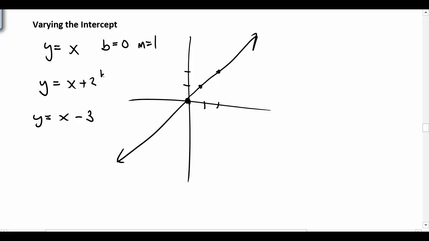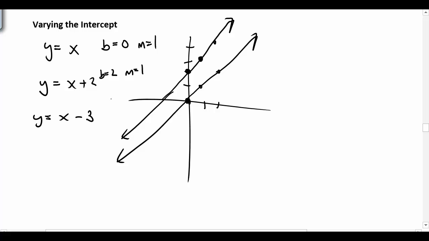y equals x plus 2 has a y-intercept of 2, and it still has that slope of 1. The y-intercept of 2 means it's going to cross the y-axis at 2, and then it's going to go up 1 over 1, up 1 over 1. It should look like something we refer to as parallel lines.